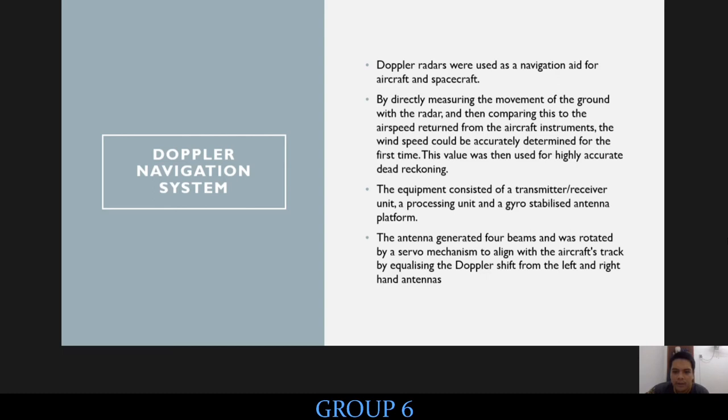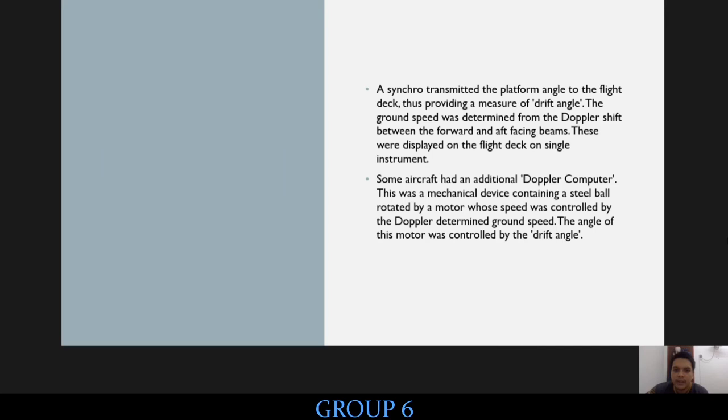The equipment consists of a transmitter receiver unit, a processing unit, and a gyro stabilized antenna platform. The antenna generates four beams and was rotated by a servo mechanism to align with the aircraft track by equalizing the Doppler shift from the left and right hand antennas. A synchro transmits the platform angle to the flight deck, thus providing a measure of drift angle. The ground speed was determined from the Doppler shift between the forward and aft facing beams. These were displayed on the flight deck on a single instrument.